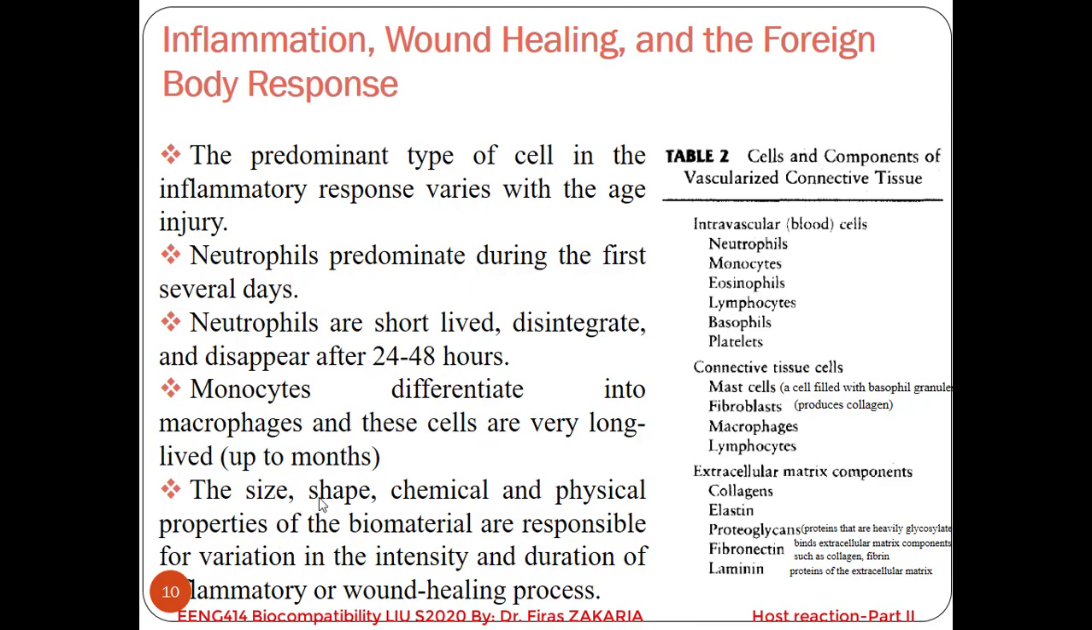هلا هون ال size وال shape وال chemical and physical properties of the biomaterial are responsible for variation in the intensity and duration of inflammatory or wound healing process. طبعا قديش هالwound healing هالhealing process بدها تستمر هيدا بيتعلق بالsize of the biomaterial, shape of the biomaterial, the chemical and physical property of the biomaterial. هو بيحدد قديش حتضل قديش حتاخد وقت الهيلينج بروسس.